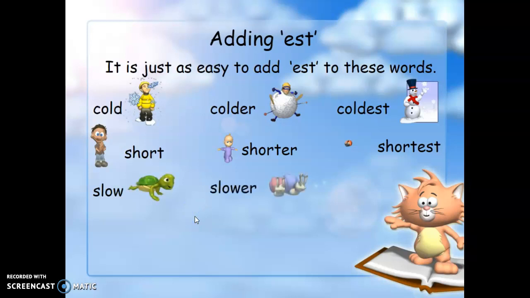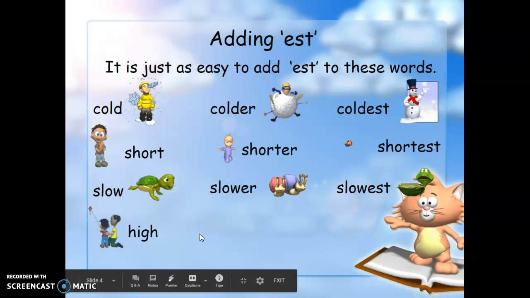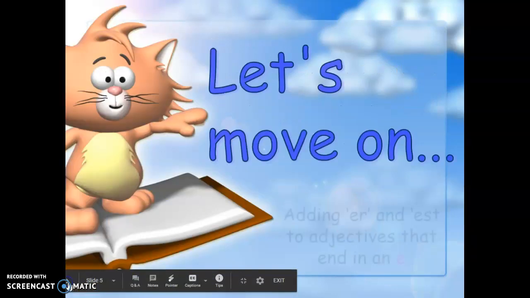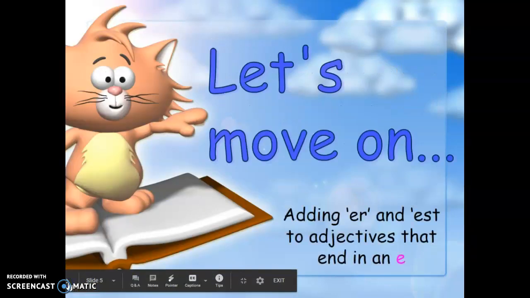Okay, it's going to be the same for slow. We just added er and then we add est as well if we want to do slowest. And it's the same for high. We added the er suffix and it is exactly the same for the est suffix. The same rule applies. So let's move on to another one.